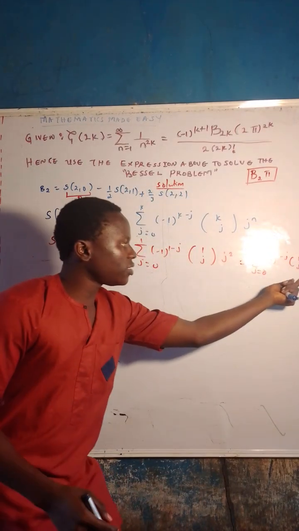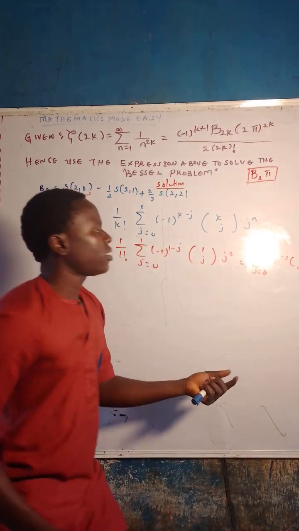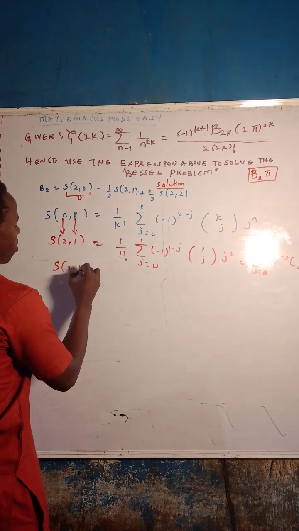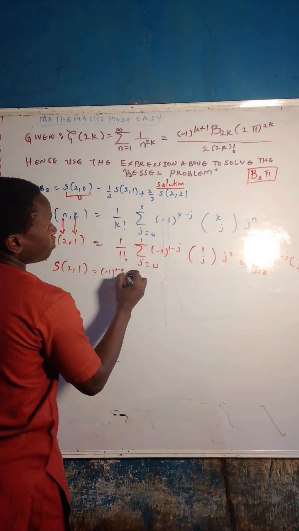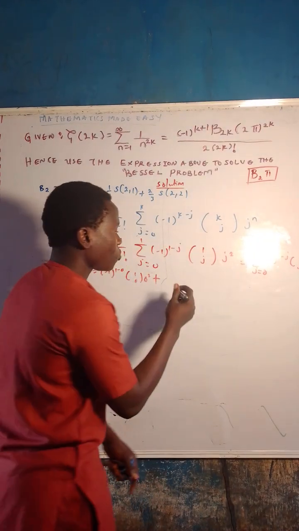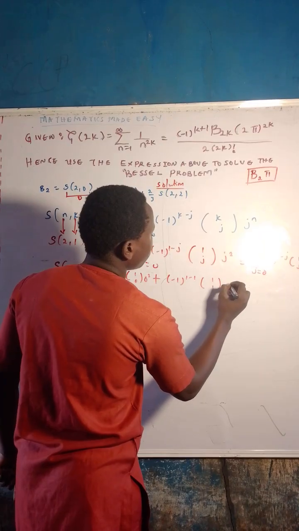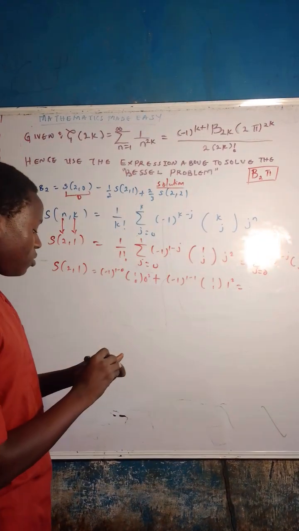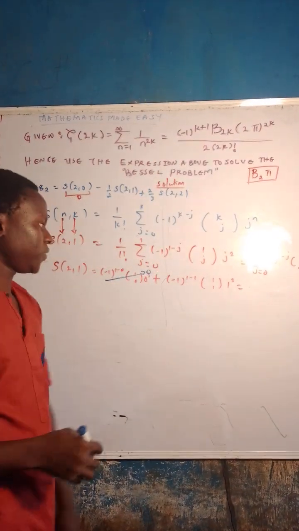So how do we solve this? Let's just sum this for j from 0 to 1. Okay? So when j is equal to 0, we're going to have S2 of 1 equal to minus 1 raised to the power of 1 minus 0, then 1 combination 0, 0 squared. Plus, when j equals 1, we're going to have minus 1 raised to the power of 1 minus 1, multiplied by 1 combination 1, multiplied by 1 raised to the power of 2. And this first part will surely give us 0.